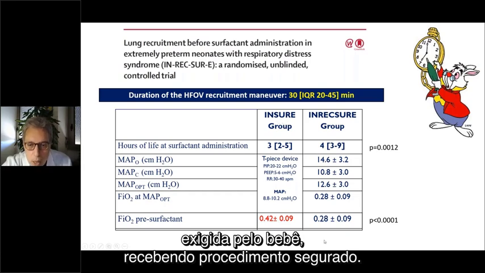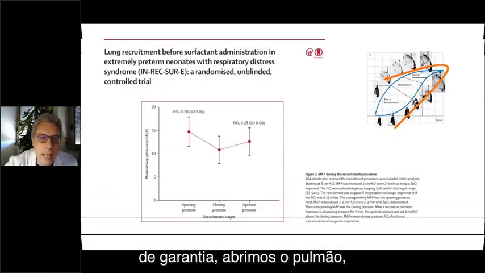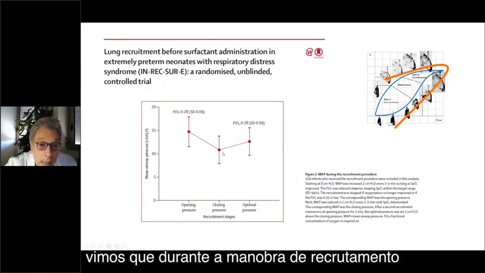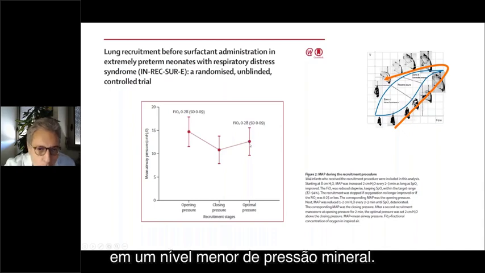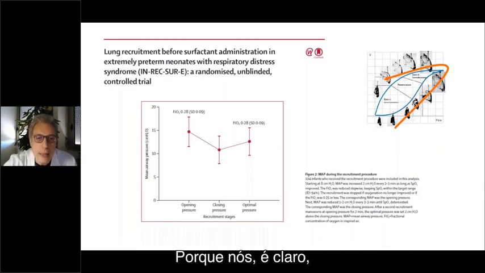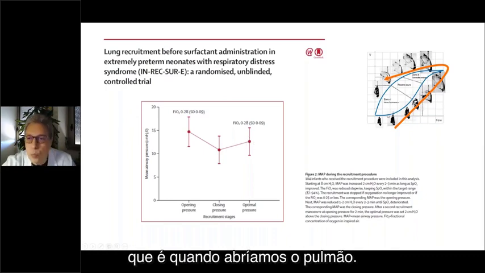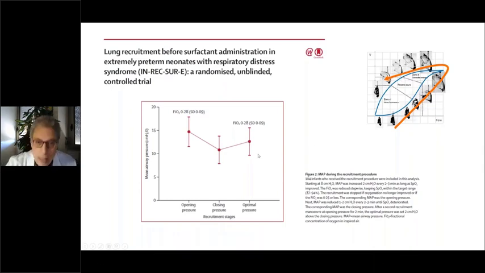receiving the INSURE procedure with respect to the babies receiving the other approach, because we have opened the lung. And in effect, we saw that during the recruitment maneuver we obtained the same FiO2 at a lower level of mean airway pressure, because we of course had the phenomenon of hysteresis, the pulmonary hysteresis. That is, when we opened the lung, we gained volume even if we reduced the mean airway pressure.